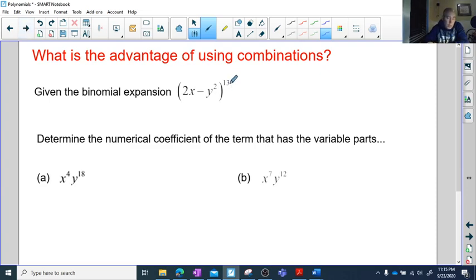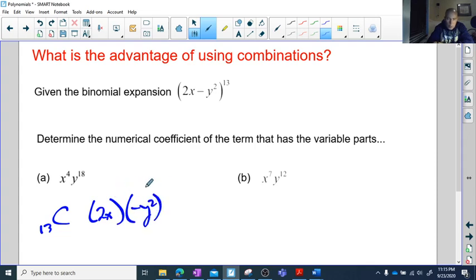Well, if I was going to do this with the binomial theorem and Pascal's triangle, I would need to start at 1 and write out all the rows until I get down to the one with 13. We're definitely not going to do that. We are going to simply do this. We're going to go combination. So I know it's going to be 13 choose something. We'll figure what it is here in a second. Put your 2x here. Put your negative y squared in there.